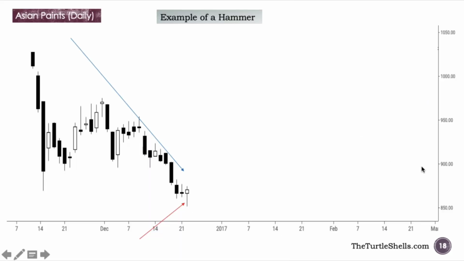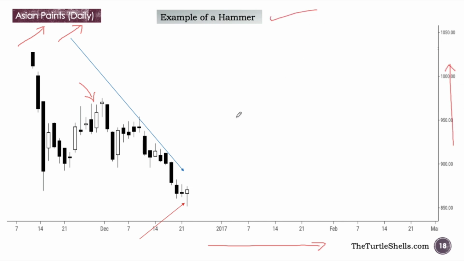Just by looking at this, you will know that it's a hammer. Okay, let's quickly have a look at an example, and this will tell you how powerful these candlestick patterns are. So number one, this is a daily chart of Asian Paints. Each candle represents price action for a day. The x-axis is the timeline and the y-axis is the price of that stock.